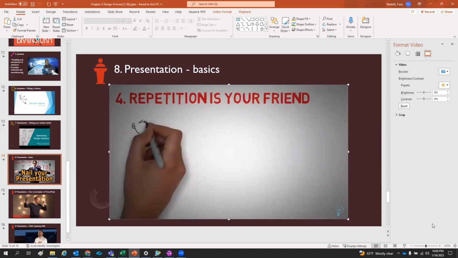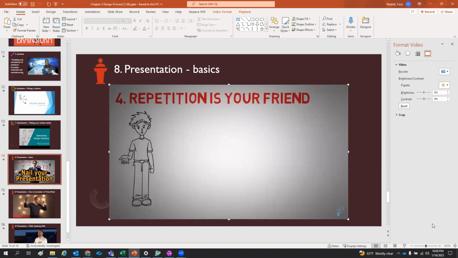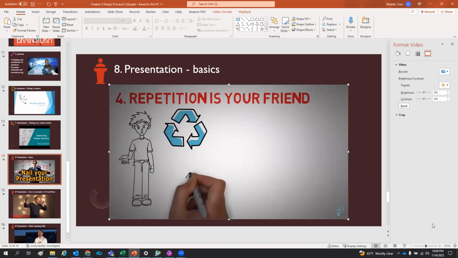Number 4, repetition is your friend. Having a bit of structure in your presentation goes a long way in keeping the audience engaged because they can follow the information from step to step. But even more than just structuring the flow of the presentation, you also want to build in repetition. This encourages people to remember the key points of the presentation and helps it stick, which again makes it, and you, more memorable.